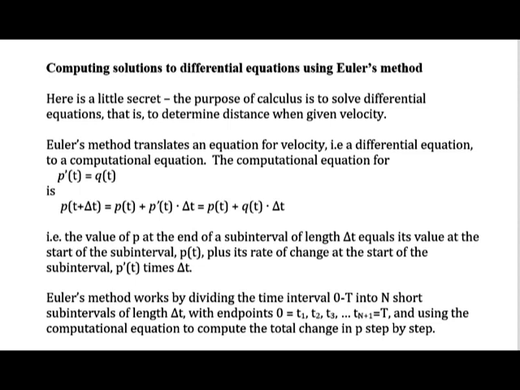Euler's method works by dividing the time interval of interest, 0 to t, into n short subintervals of length delta t, with endpoints t1, t2, t3, t n plus 1, and using the computational equation to compute the total change in p step by step.